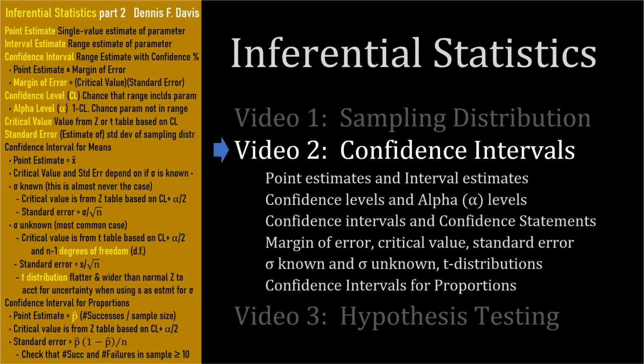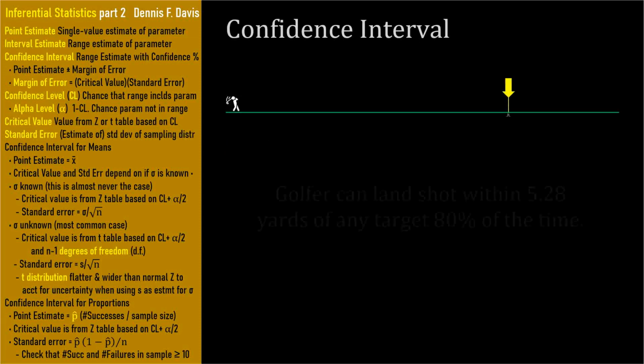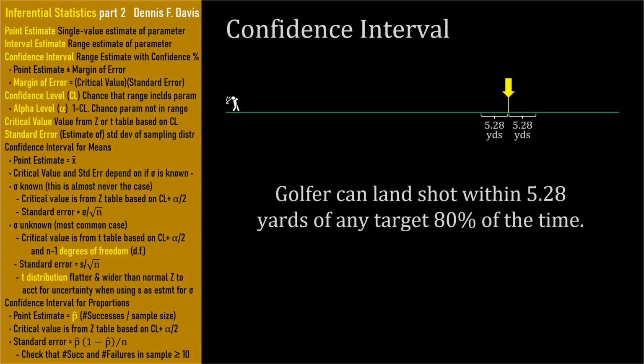We're almost ready to create a confidence interval. One more thought experiment, and then we'll put the pieces together. Suppose we have a golfer who's so good that if we gave him a target on a driving range, he can hit the ball within 5.28 yards of the target 80% of the time. So if he hits shot after shot, we can expect that 80% will land within 5.28 yards and 20% won't, no matter where the target is.